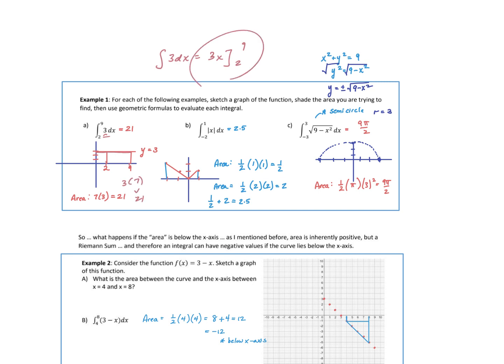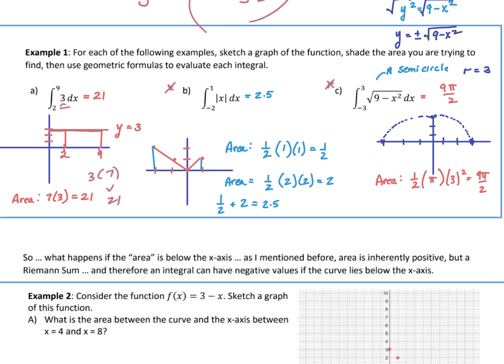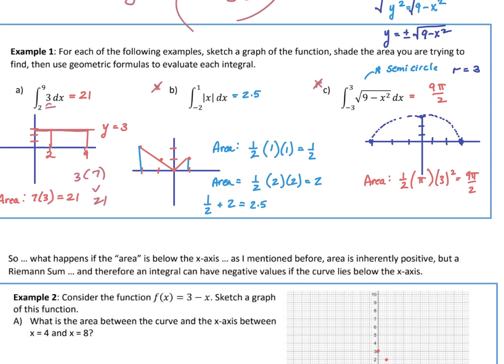If you were to integrate this, you're going to get 27 minus 6, which is 21. So either way works, but for B and C, these are the ones you have to pay careful attention to. So the absolute value graph, we would graph it, and you'll notice here that you're going to get 2 triangles, and then this one is a semicircle.